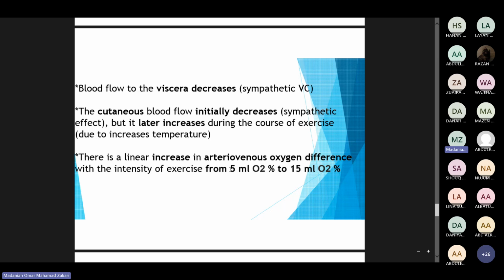There is a linear increase in the arteriovenous oxygen difference with the intensity of exercise, from 5 milliliters oxygen percent to 15 milliliters oxygen percent. So this is the difference in the arteriovenous oxygen. Why? Because you have a huge amount of oxygen going to the tissue, and a huge amount of oxygen removed, so not there in the venous blood, so you have a big difference. Okay.